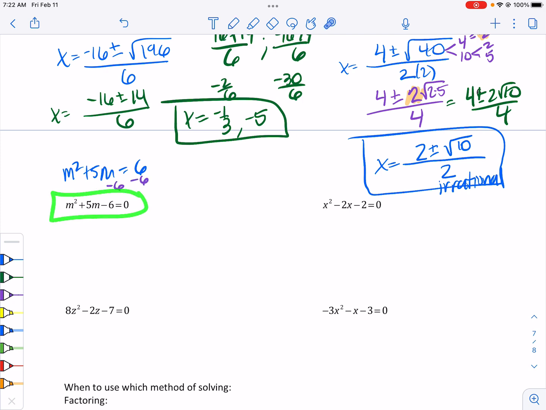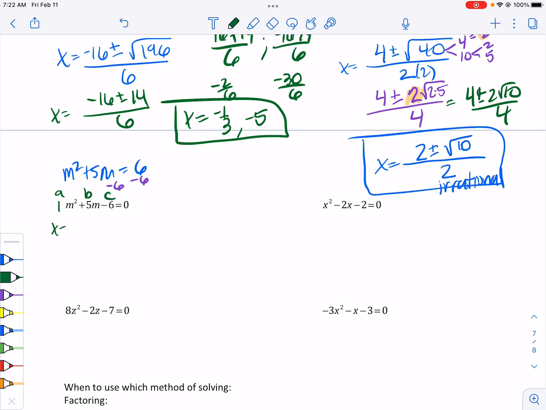So you have to make sure for quadratic formula that it's set equal to 0. So for factoring and quadratic formula, it has to be set equal to 0. For the square root property and for completing the square, it doesn't have to, but it can be set equal to 0. So here, we're going to say A is an unsaid 1, B is 5, and C is -6.